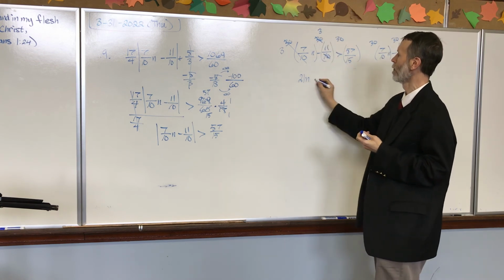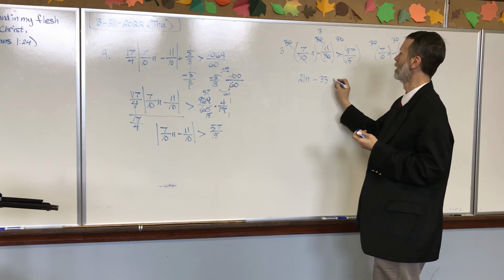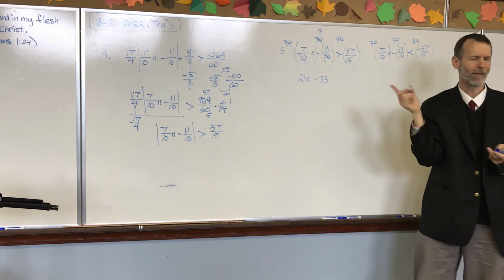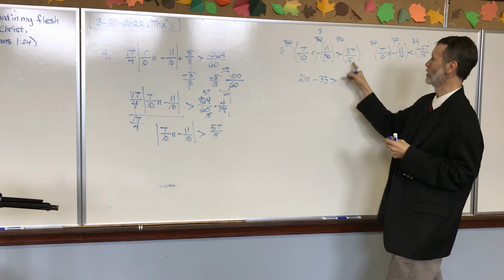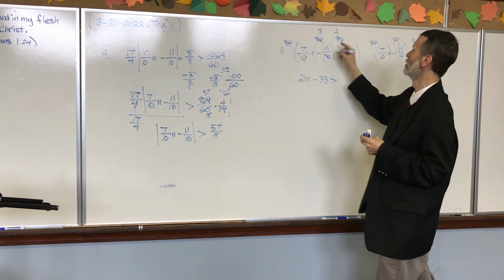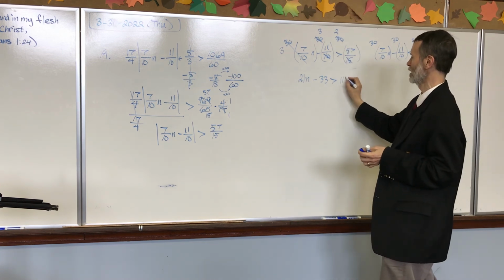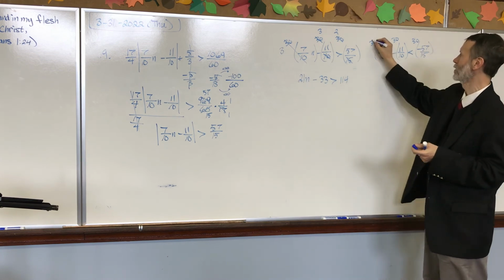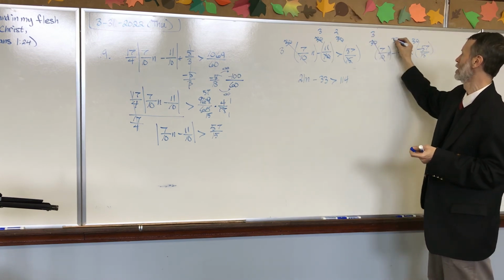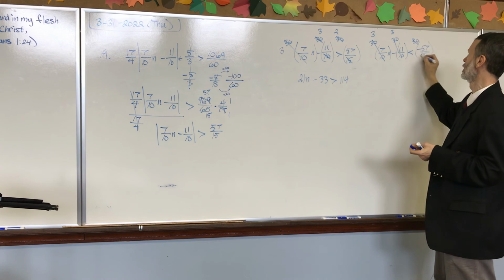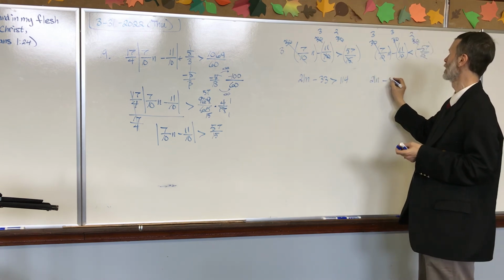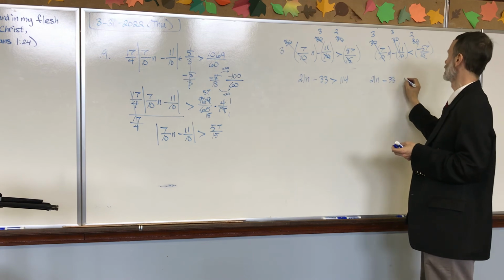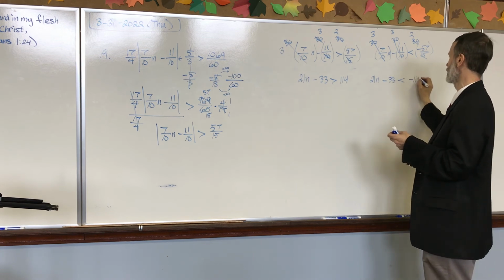Multiply minus 33. Multiplying by 30, does that flip the sign? No. It still stays greater than. 15 and 30 reduced to what? 2. 2 times 57 is 114. This side, I'm going to do the same thing. This turns to 3. This turns to 3. This turns to 2. It becomes 21n minus 33 is less than negative 114.